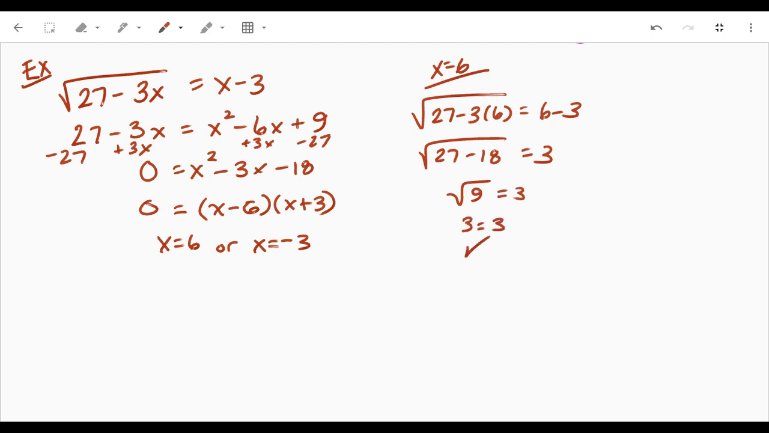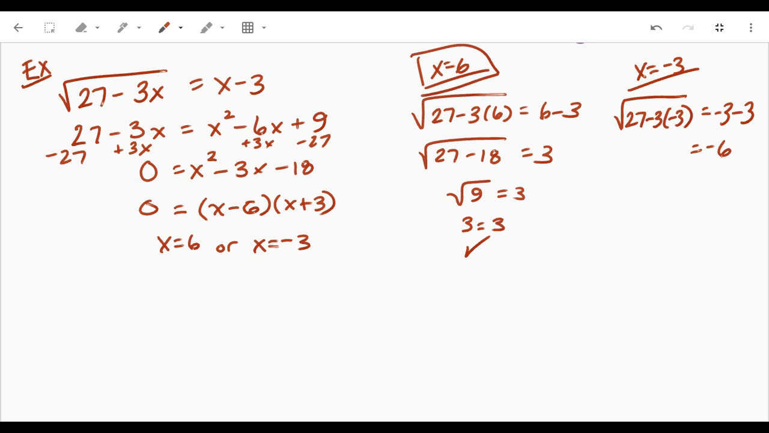So that's good. If we check our x equals negative 3, well, the square root of 27 minus 3 times negative 3 equals negative 3 minus 3. And honestly, I can just stop right there because I've got the square root of something being negative, which never happens. Okay, it's always a positive square root. So I can tell right away that x equals negative 3 isn't going to work, and my only answer is x equals 6. But if we keep going, we have the square root of 27 plus 9, the square root of 36, 6 does not equal negative 6, so that one doesn't work.